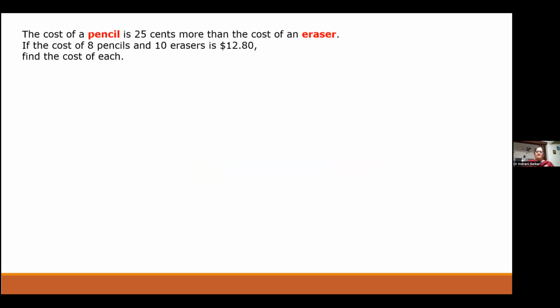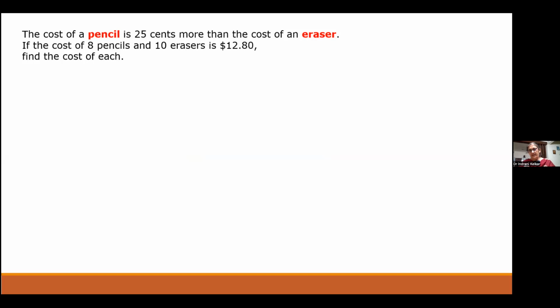So let's take a very simple problem, because all of you belong to different levels, 6, 7, 8, 9. I thought this would be almost done by all of you, at least seen somewhere and you would be able to do it. The cost of a pencil is 25 cents more than the cost of an eraser. If the cost of 8 pencils and 10 erasers is $12.80, find the cost of each.